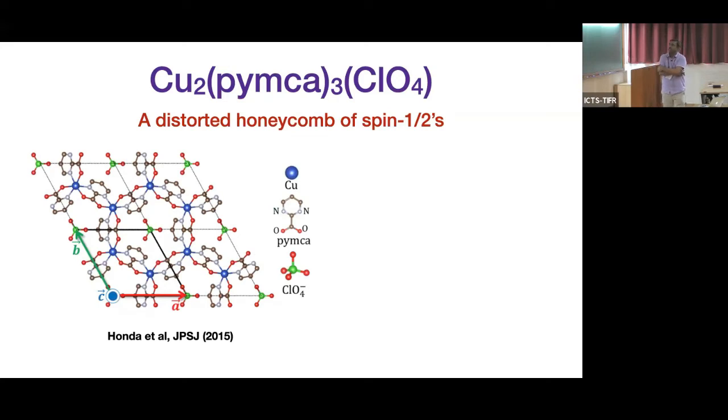This work is basically a theoretical investigation of the properties exhibited by this material. It's a distorted honeycomb of spin halves. The blue dots here are the copper ions connected via these organic ligands. PYMCA, I guess, means pyrimidine carboxylate or something. Excuse my ignorance about the details of PYMCA. But the key point is there are copper ions, which are effectively spin halves, forming this honeycomb lattice.